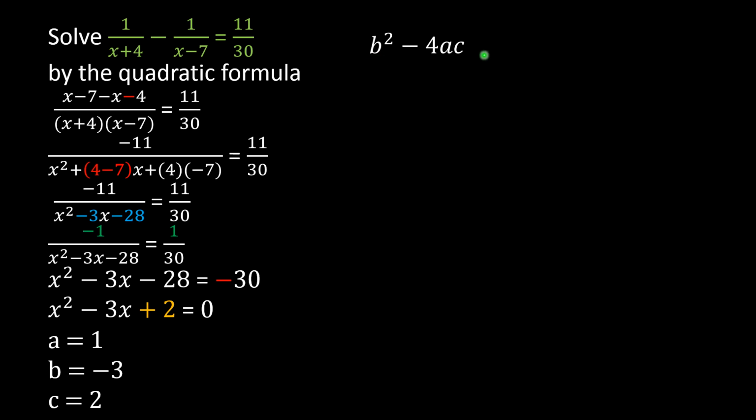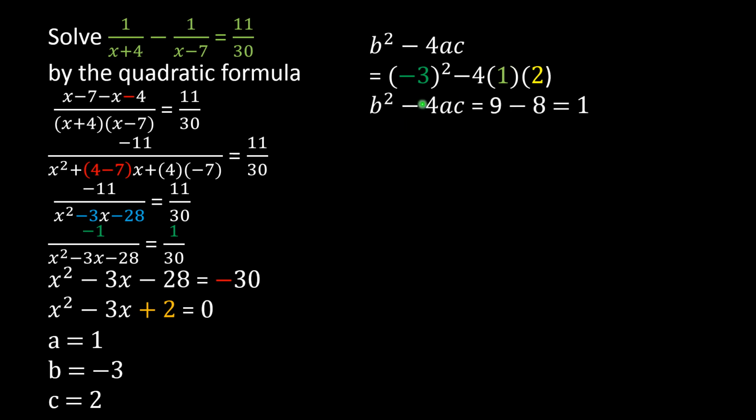Now b squared minus 4ac will be minus 3 whole squared, because b is minus 3, a is 1 and c is 2. So we get minus 3 whole squared will be 9, minus 4 multiplied by 2 will be minus 8, and 9 minus 8 will be 1. Now under root b squared minus 4ac will be under root 1, which will be plus and minus 1, because every real number has two square roots. One is plus, the other one is minus 1.